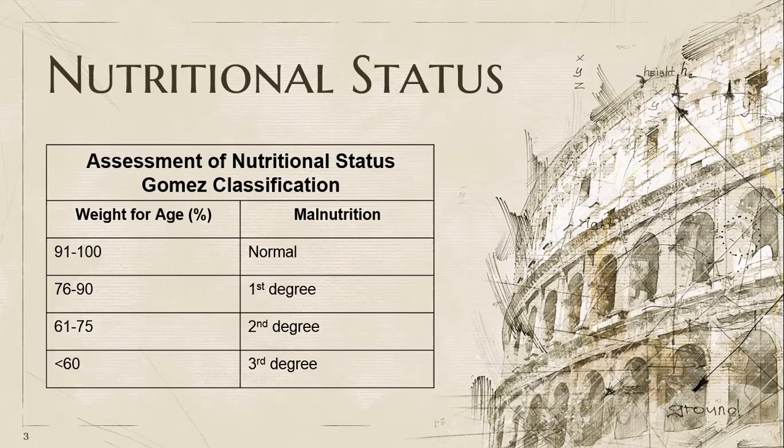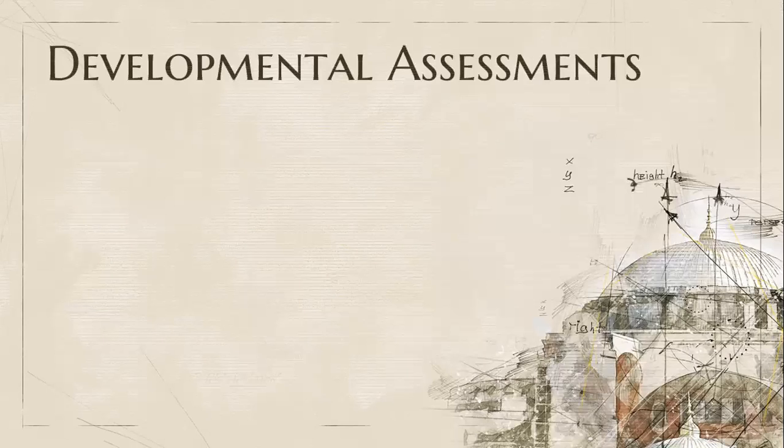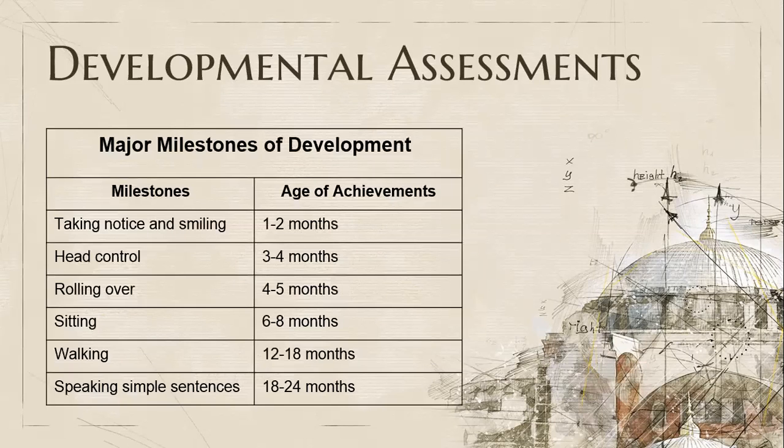And next, developmental assessment. This is checked as per the milestones in child's life and is compared to normal. Major milestones of development. Age of achievements. In the month of 1 to 2 months, taking notice of and smiling: if the baby started noticing the persons or things, or started smiling in between 1 to 2 months, it means the baby has achieved the milestone.